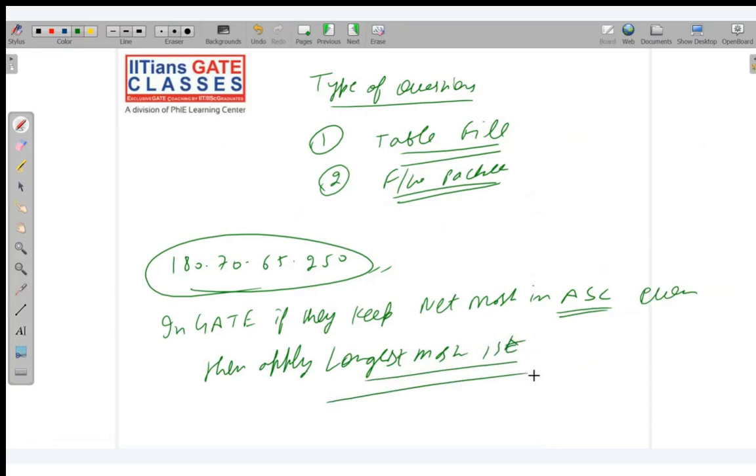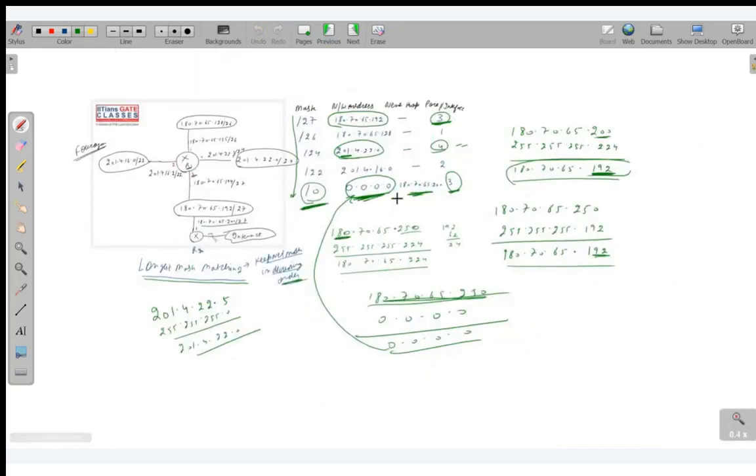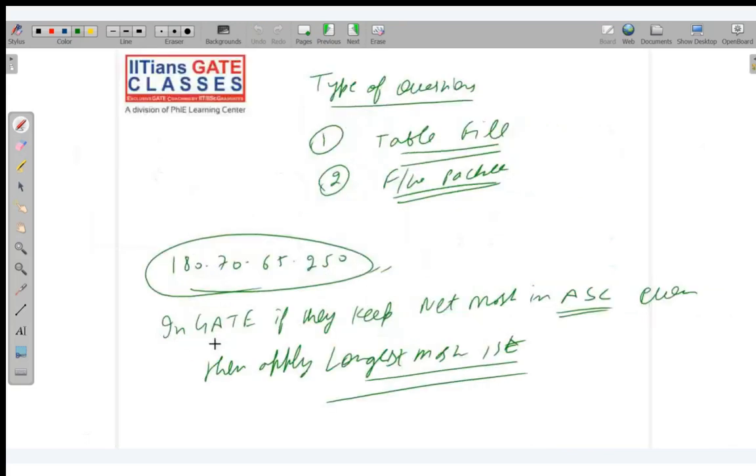So do not apply shortest mask first, because the shortest mask is /0 only. So with /0 everything will be forwarded to port number 3. That is not the case. So in GATE, if they keep net mask in ascending order, even then apply longest mask first. That is the basic rule which you have to follow.